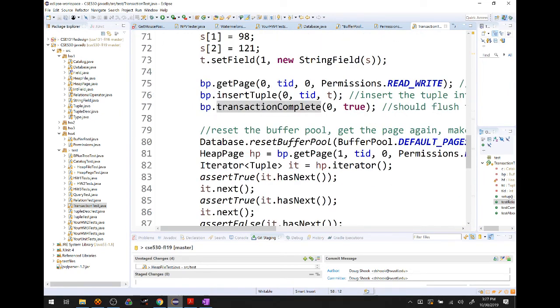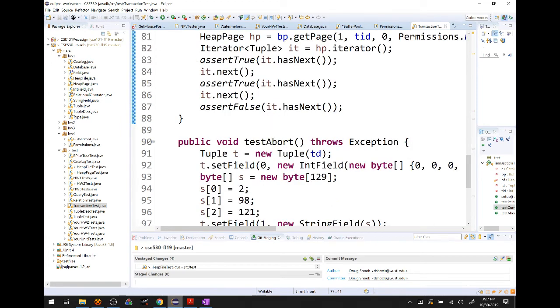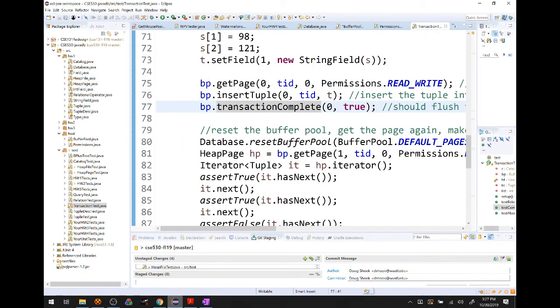Here's an example that tries to insert a tuple, and then after the transaction is completed, it goes and checks to see if that tuple actually made it. Did that tuple actually make it? If I were to check before the transaction was complete, would I see that tuple or not?